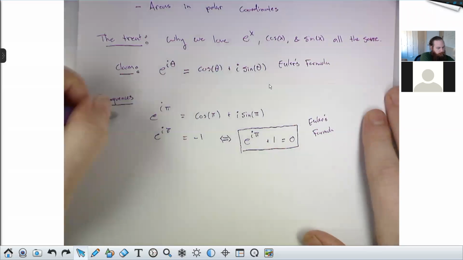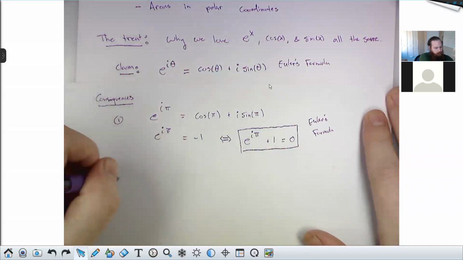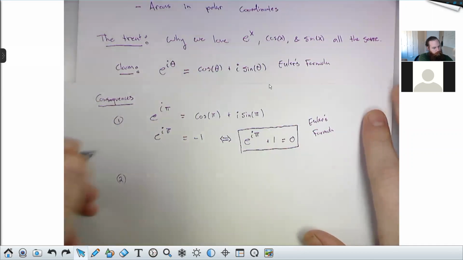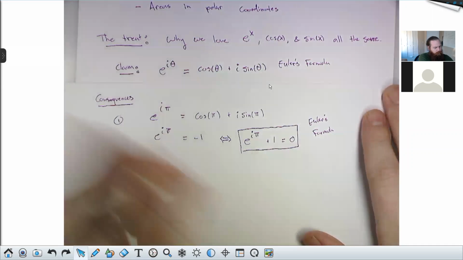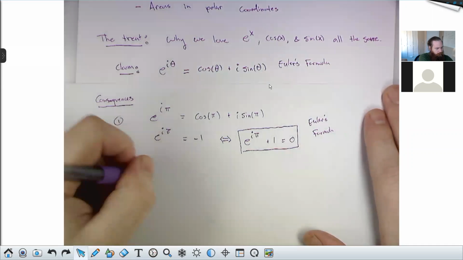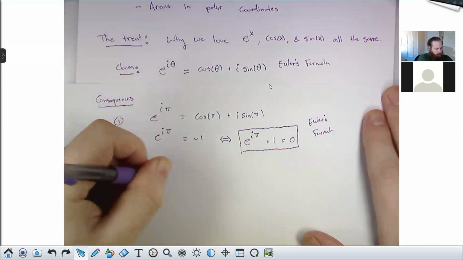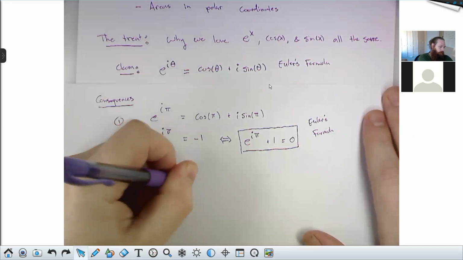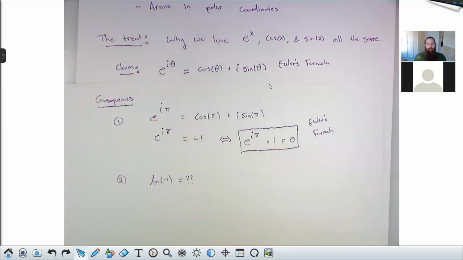Another fun thing, consequence one. What could possibly be the natural log of -1? You know that the natural log function's domain is just 0 to infinity. You can't plug negative numbers into a natural log. Or can you?